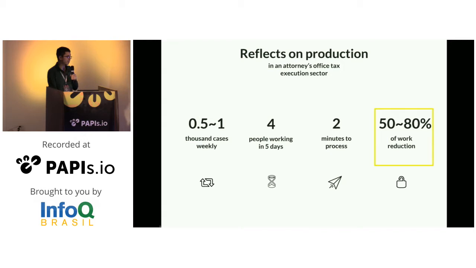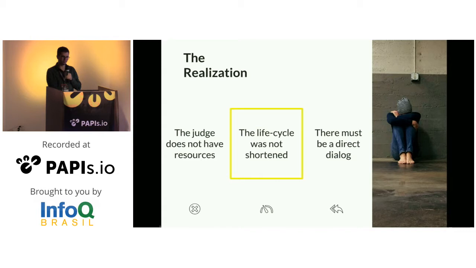But one realization we had was that this did not improve the procedures as a whole, the goal we had with Dr. Luzia, because this is a two-person dialogue. So we improved the dialogue of one person, but the other one couldn't keep up with our speed. So we must give the judges the resources and tools they need to keep up with the speed this problem requires.